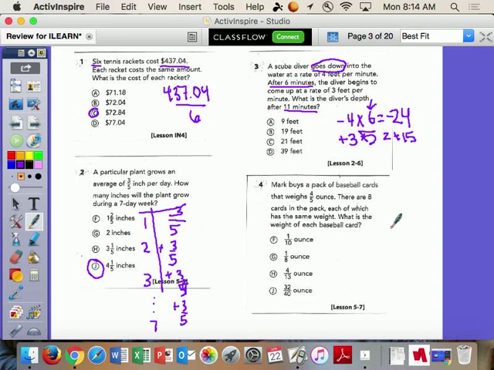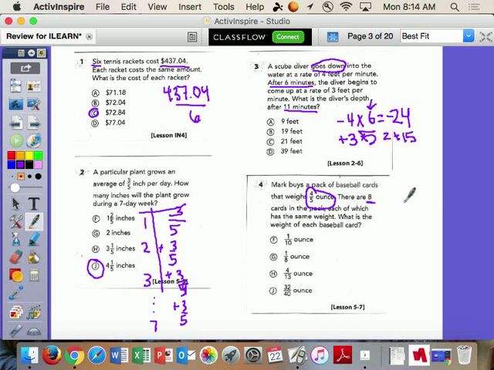Mark buys a pack of baseball cards that weighs 4/5 an ounce. There are 8 cards in the pack, each of which has the same weight. What is the weight of each baseball card? So in these, right, it was 3/5 per day or 6 feet per minute. And then it was for a certain amount of time, so we multiplied, right? But this one's actually saying this is the total and there are this many.